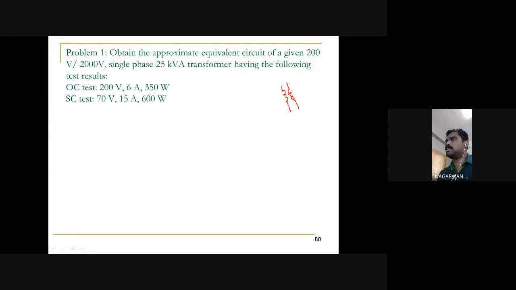I'm not differentiating the transformer by the number of turns. Okay, so here it is 200 volts, here it is 2000. Which side is high voltage? Yes, 200 volts is.